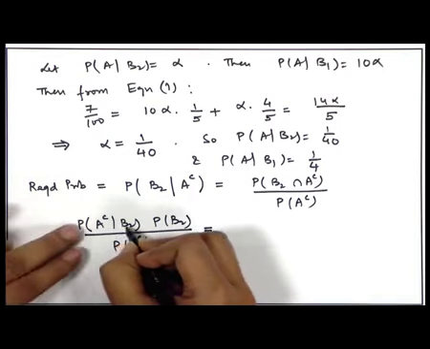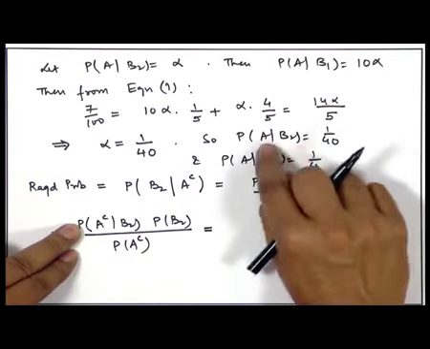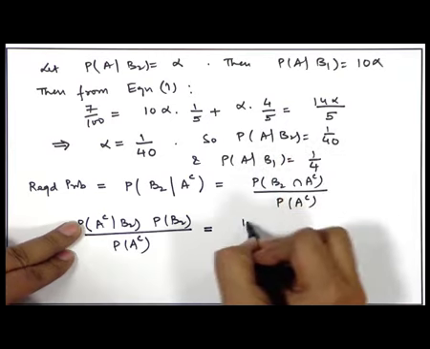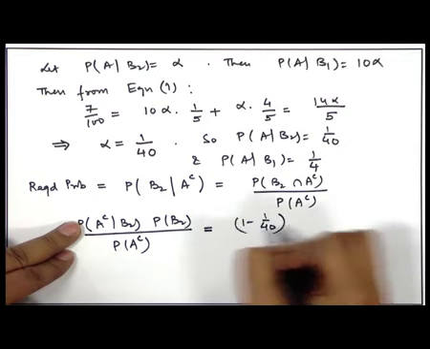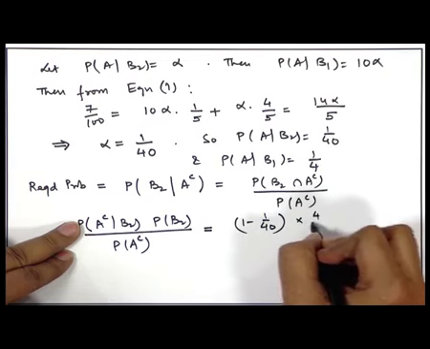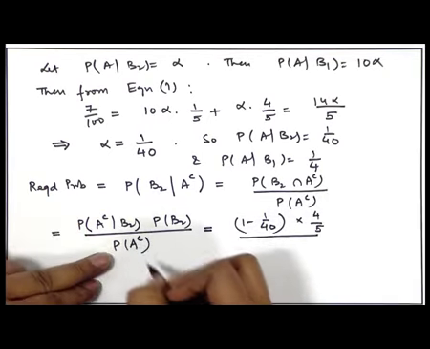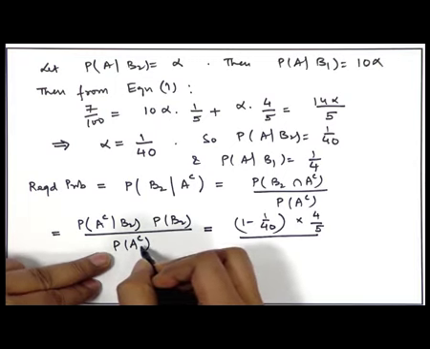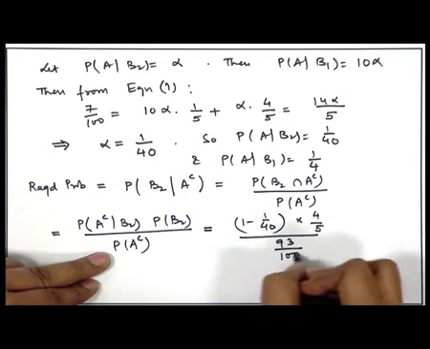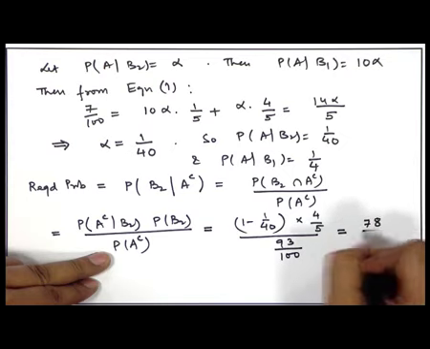Probability of A complement given B2 you can calculate from here, because probability of A given B2 is there. So, this becomes 1 minus 1 by 40, into probability of B2, that is 4 by 5, divided by probability of A complement. Probability of A is 7 by 100, so probability of A complement is 93 by 100. This term we can easily simplify and we get 78 by 93.